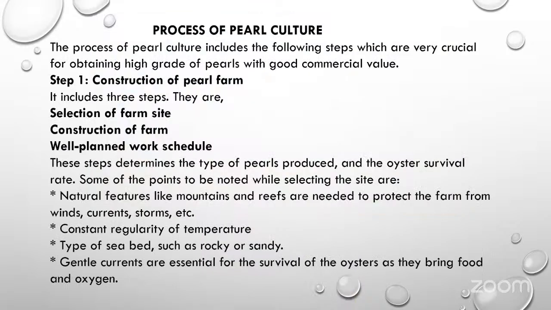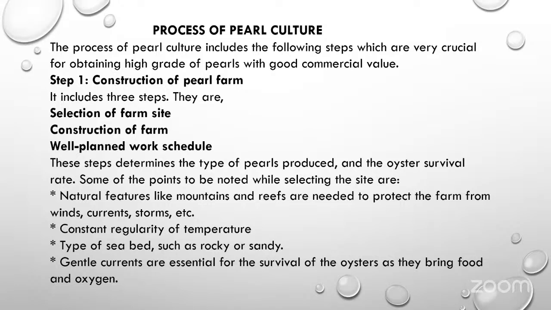Now, how does this process start? The process of pearl culture includes the following steps, which are very crucial for obtaining high grade pearls with good commercial value. Step 1, construction of pearl farm. It includes 3 steps: selection of farm site, construction of farm, and well-planned work schedule. These steps determine the type of pearls produced and the oyster survival rate.